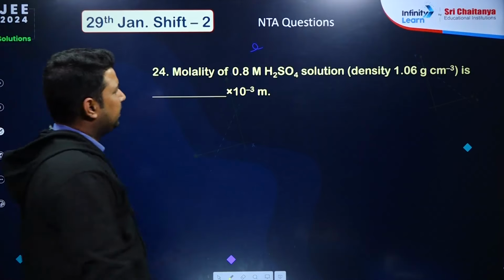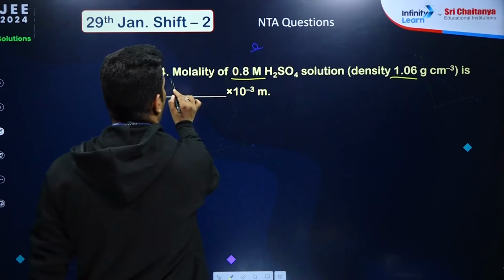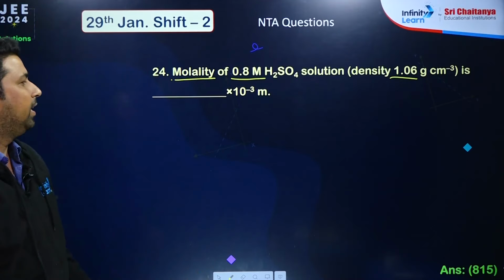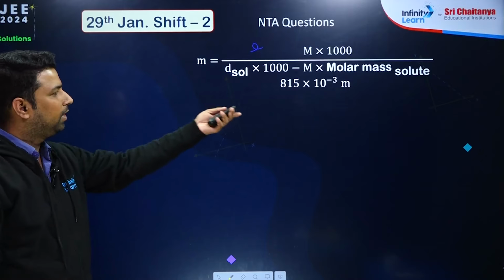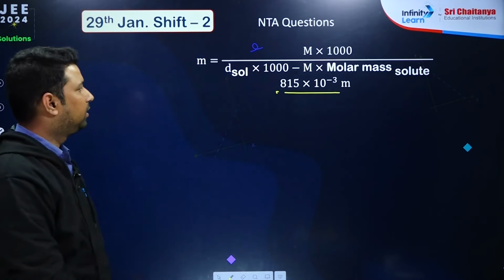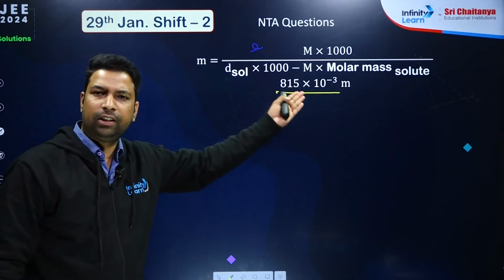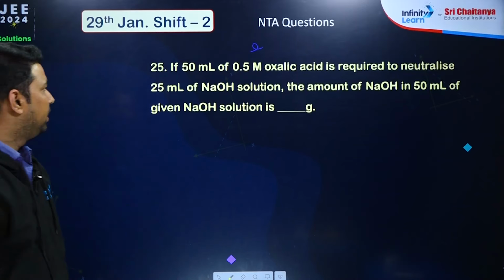So density is given, molarity is given, and I have to find molality. You can find it with the help of the direct formula. Just put the value and you will get the answer: 815 into 10 to the power minus 3. So your answer will be 815. You just have to put the values in the formula. That's it. Okay.